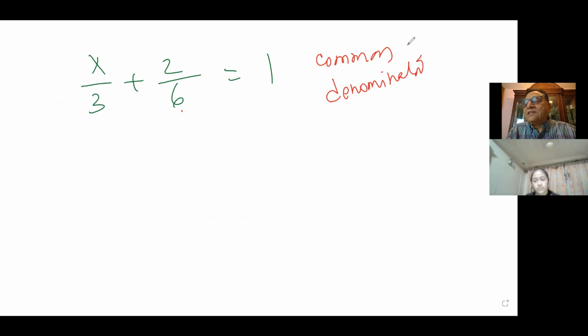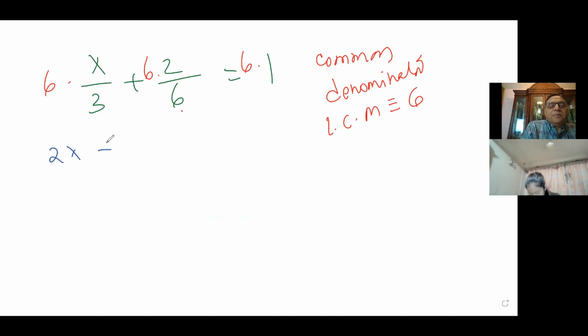Just as you solved rational expressions, right? So 3 and 6 means the common denominator is 6, correct? Yes. Or what you could do is, you know that the common denominator is the lowest common multiple here, which in this case is equal to 6. So what I can do here is multiply everything by 6. Do you see this? Yes. So I will do this and then continue. So in the first case, I get 2x plus 2 equals 6, correct?